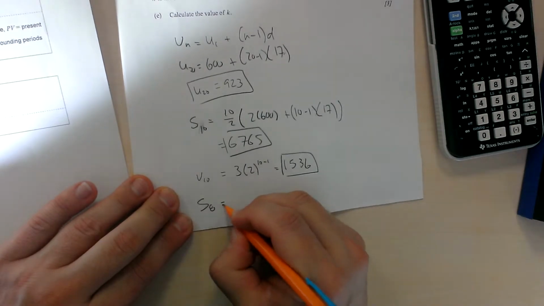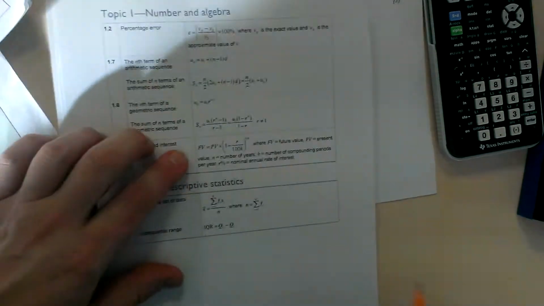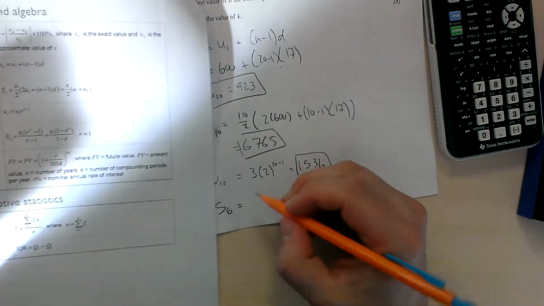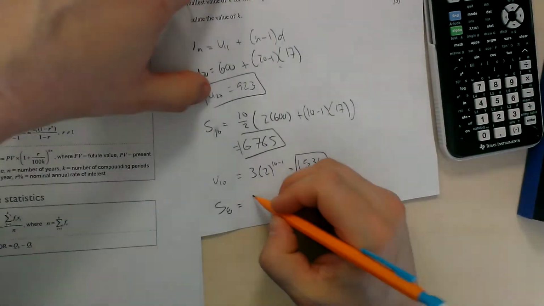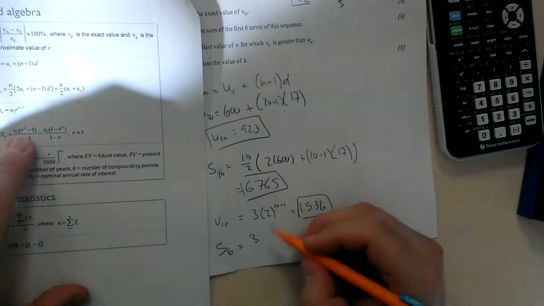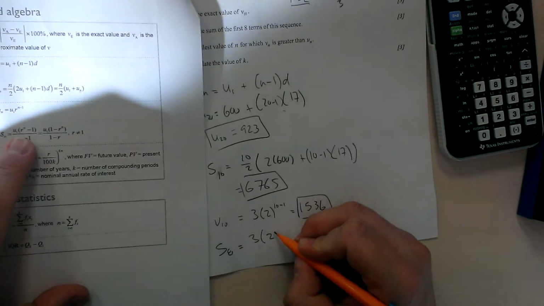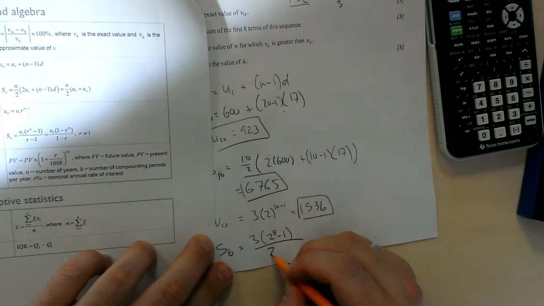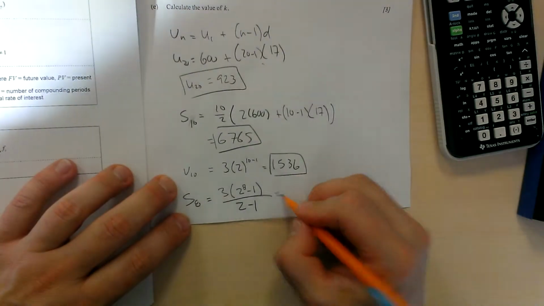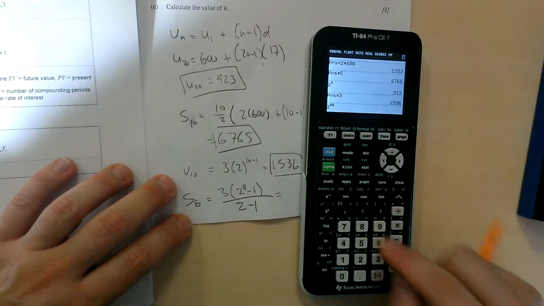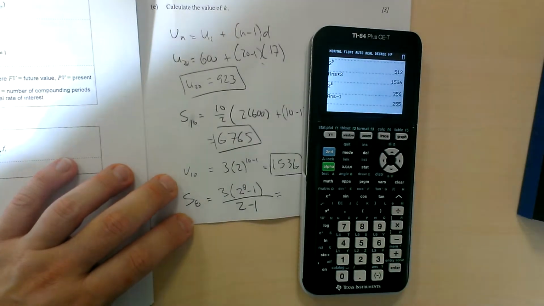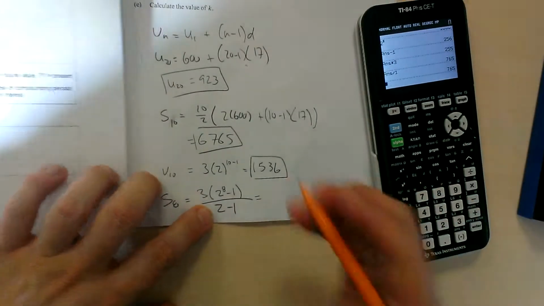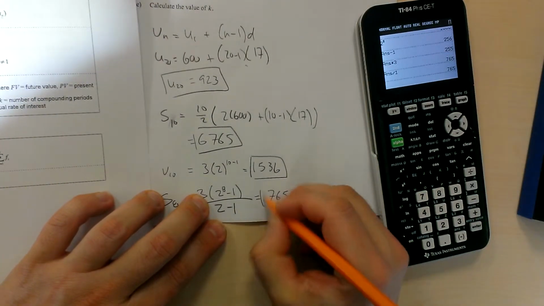The sum of the first 8 terms for our geometric sequence: we have two formulas here, and we can use either one. I'm just going to use this first one, where it's the first term. What is my first term? 3. My first term is 3 times the ratio 2 to the nth power, which is 8 minus 1, all of that divided by the ratio minus 1. So I plug that in my calculator. 2 to the 8th minus 1 times 3 divided by 1 is 765.